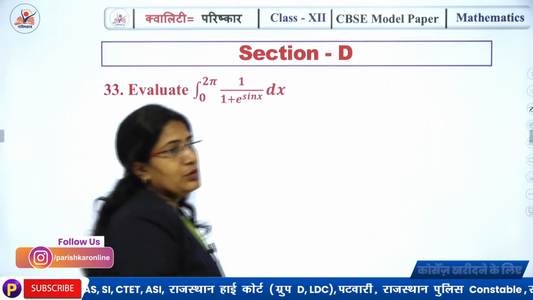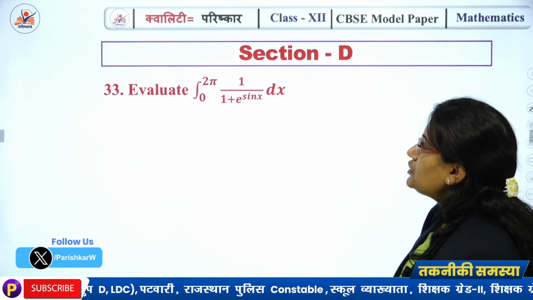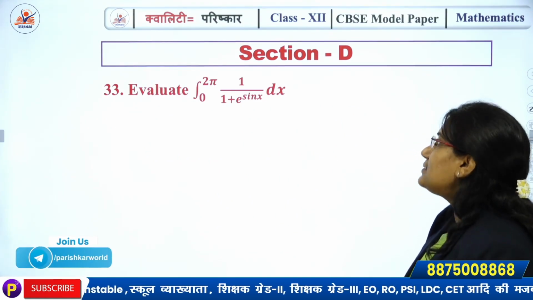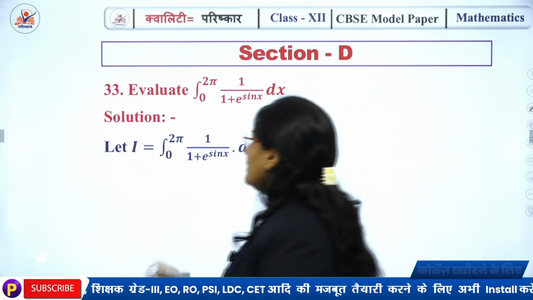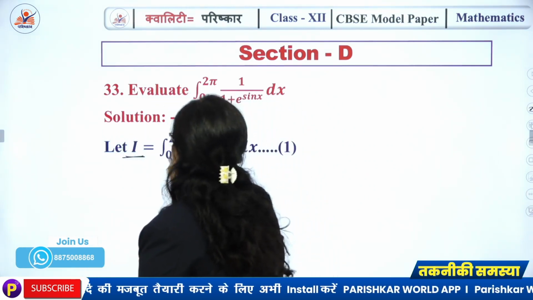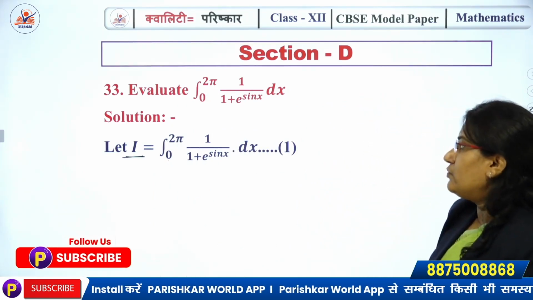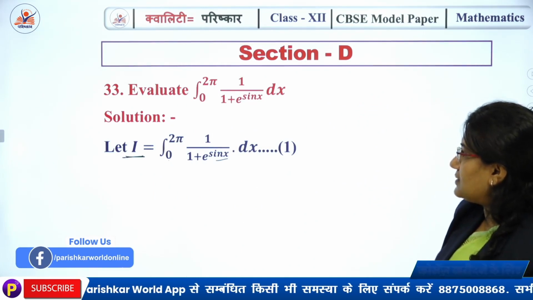Now let's come to the next question. Evaluate the integration from 0 to 2 pi of 1 upon 1 plus e raised to the power sin x dx. Let's see the solution. Let I be the integration from 0 to 2 pi of 1 upon 1 plus e raised to the power sin x dx. Put this as equation 1.